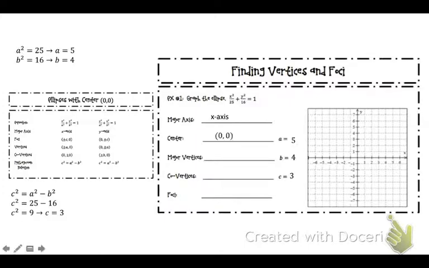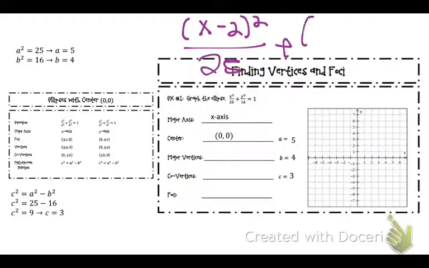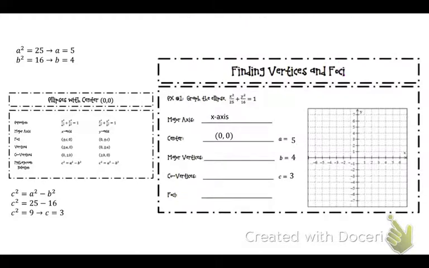Now my center here is 0, 0, because there are no pluses or minuses with the x's. The only time the center won't be at 0, 0 is if you had an equation that looked like x minus 2 squared over 25 plus y plus 1 squared over 16 equals 1. Then your center would change. We'll get into that more in class.